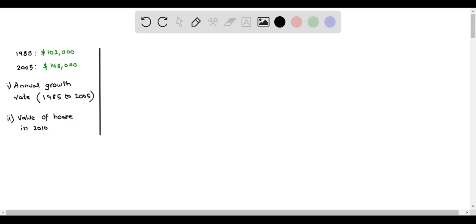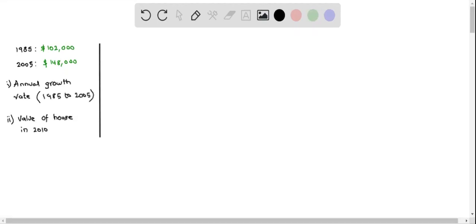In this question, we are given that the value of the house in year 1985 is $102,000 and it had appreciated to $140,000 in the year 2005. So, in this case, we have to determine the annual growth rate, that is from years 1985 through year 2005. That's part one question. And part two, we have to determine the value of the house in 2010. So, let's see how to answer these two questions.